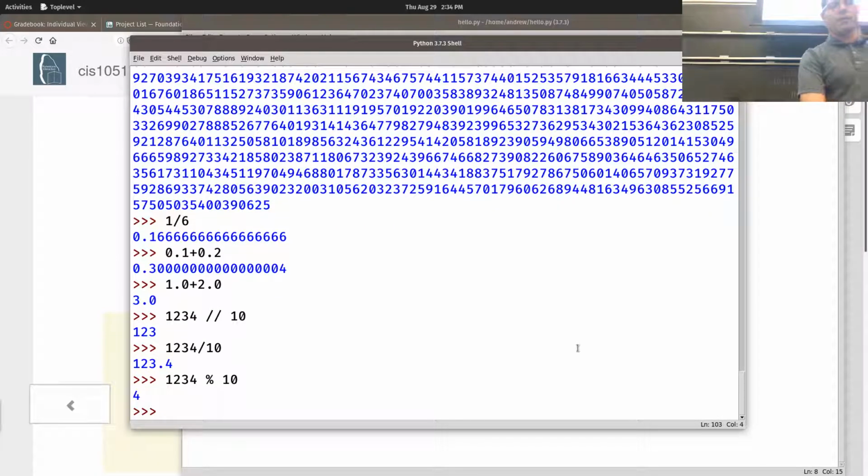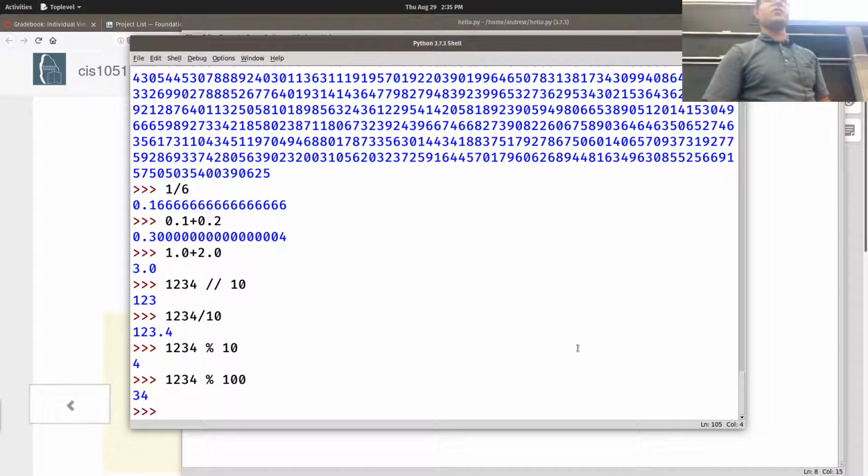1, 2, 3, 4 mod 10 gives you the remainder after you divide by 10. Interesting. So I said this is an extremely useful thing. Now, why is that? Just with this example, modding anything by 10 will give you the last digit, which is pretty useful, right? If I were to mod by 100, it would give me the last two digits. And it does so very efficiently. So it's a very quick way to do that kind of thing. It's useful to know, right?